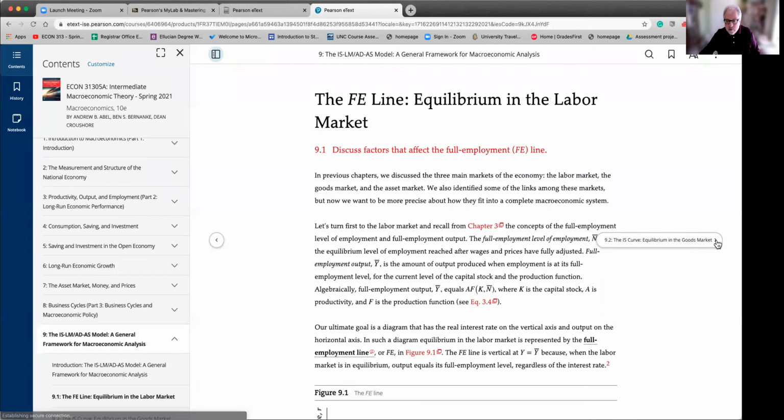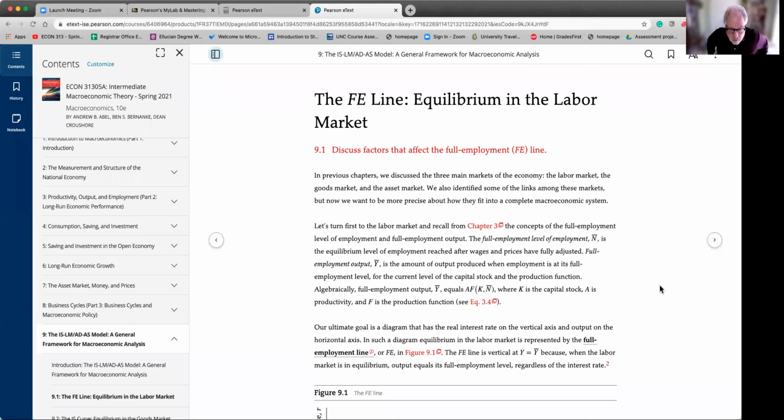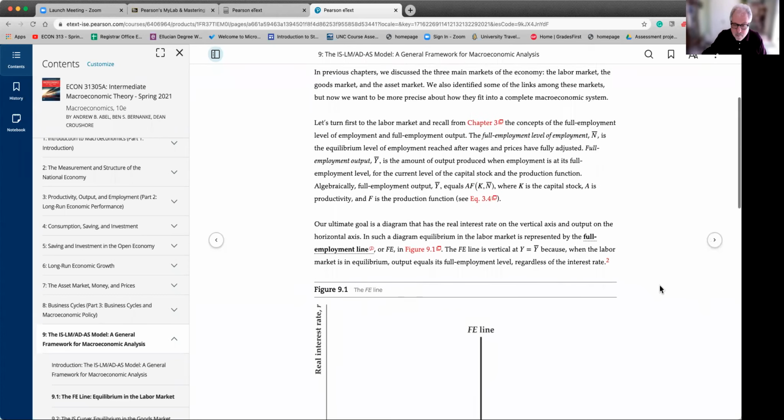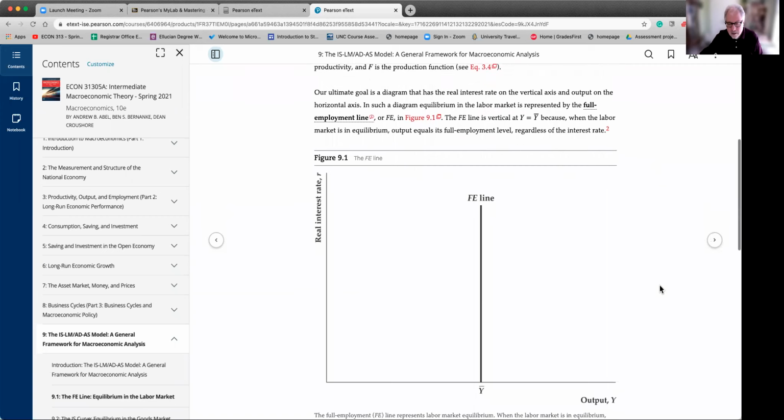Section 9.1, the first part of the chapter, is fairly simple and very short. It just says, here's the line that represents full employment, the FE line. And where does that come from? It comes from our production function that we learned about in Chapter 3, and the labor market. In equilibrium, labor demand and labor supply determine the equilibrium level of employment, and the equilibrium level of employment determines the full employment level of real GDP, or Y bar in this graph.